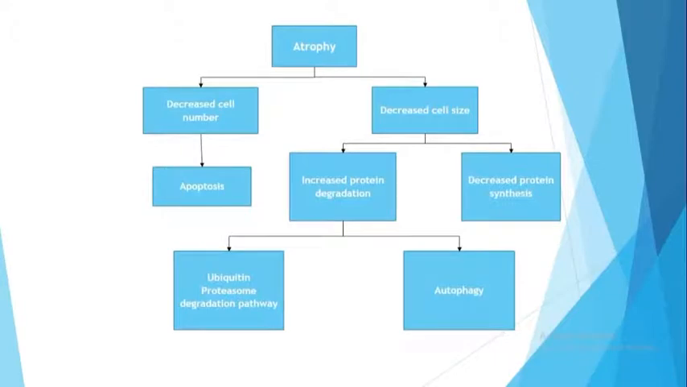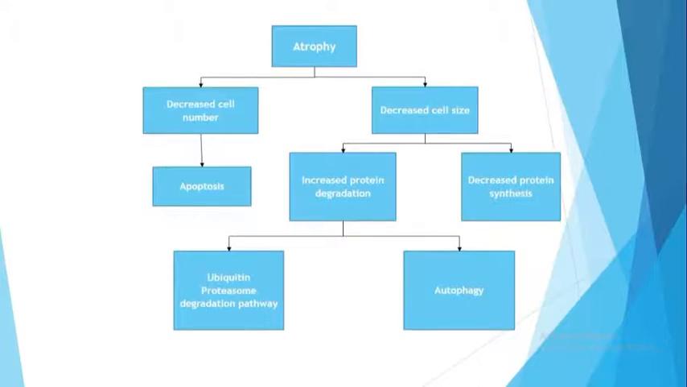In atrophy, there is decreased cell number and decreased cell size. And decreased cell number occurs by apoptosis. Apoptosis is programmed cell death or cellular suicide, and we're going to discuss apoptosis in another video. But for now, I want you to know that decreased cell number in atrophy occurs via apoptosis.